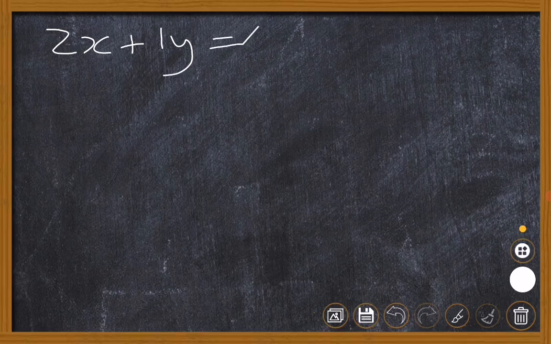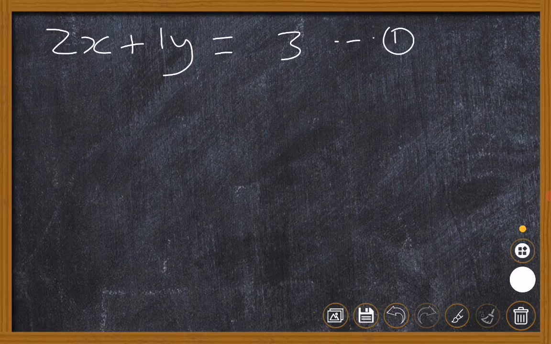Alright, let's first start with two linear equations. Let's say we want to solve for x, and we're given two linear equations with two unknown variables. Here's an example. Equation 1 is 2x plus y equals 3. That's our first equation right there.